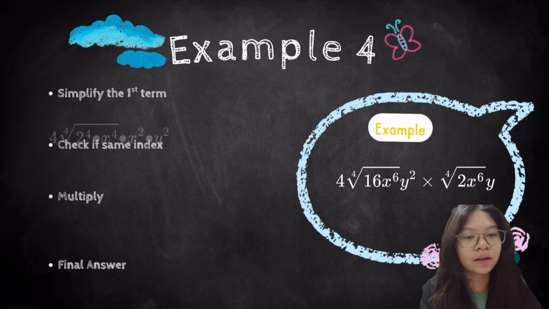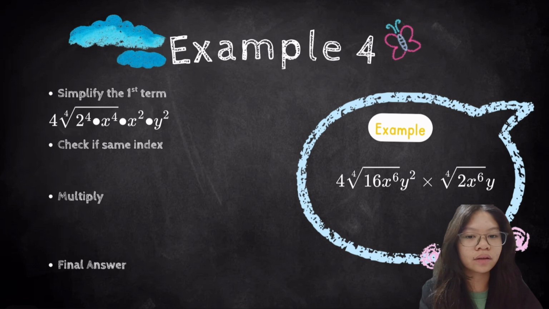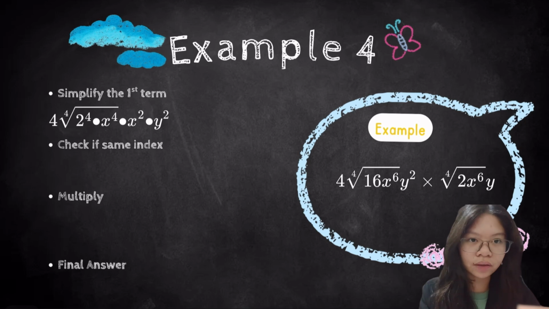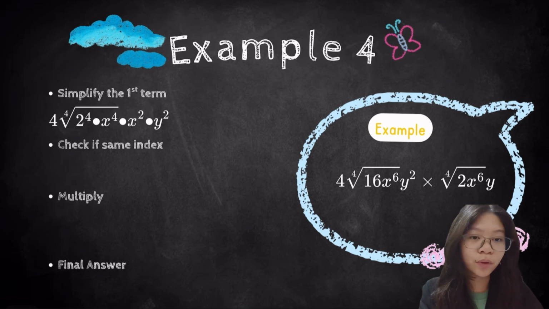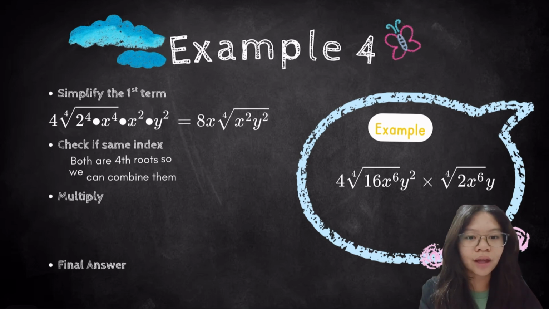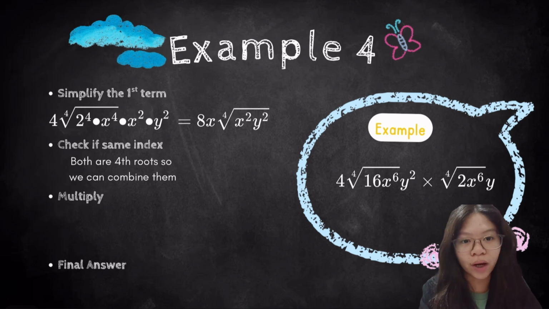Now, since 16 is a fourth root of 2, we can simplify that to 2 raised to 4. And then x raised to 6 can be divided into two parts, which is x raised to 4 and x squared. And the y squared will be kept as is since we don't have an exponent that can be cancelled by 4, since 2 is a lesser number than 4. So what we have left is 4 times the fourth root of 2 raised to 4 times x squared times x raised to 4 times y squared.